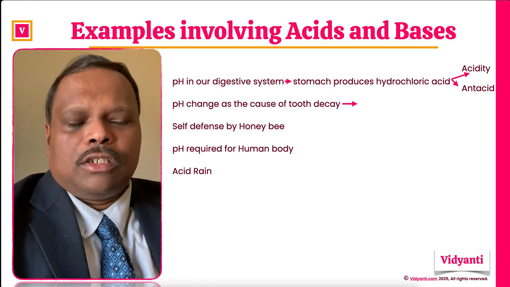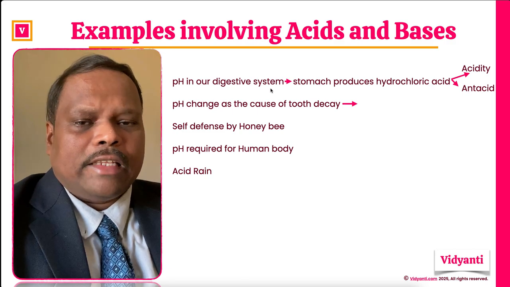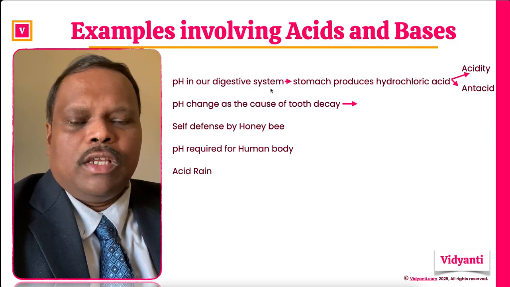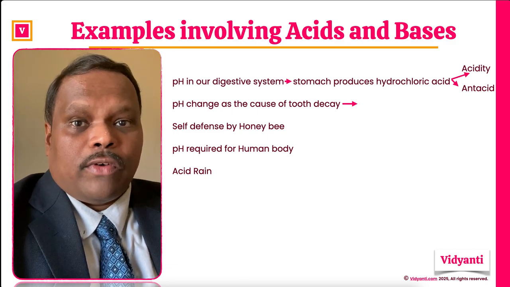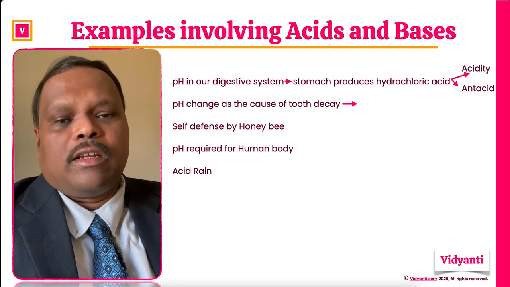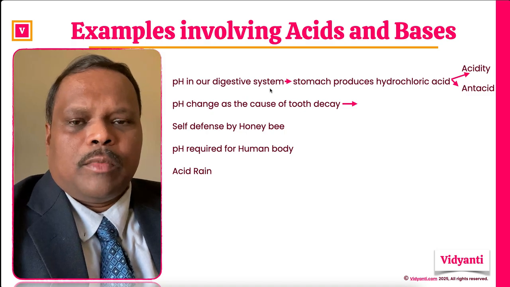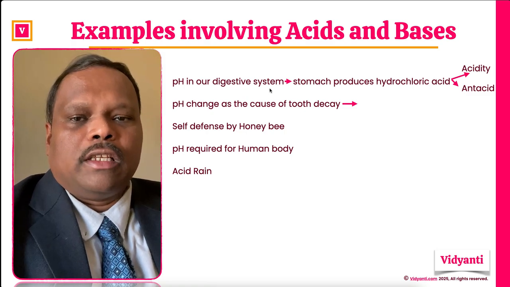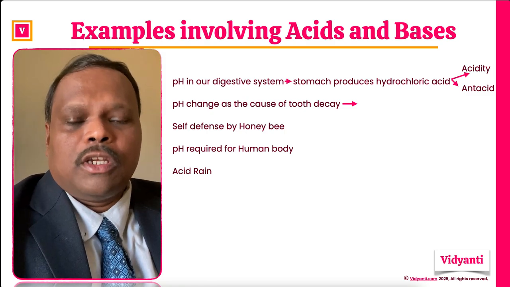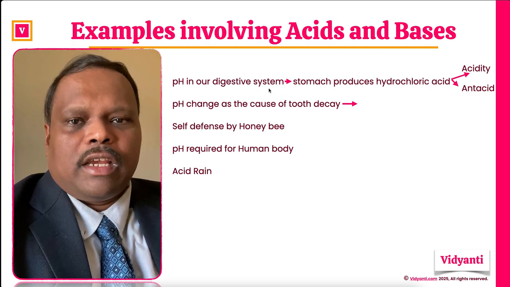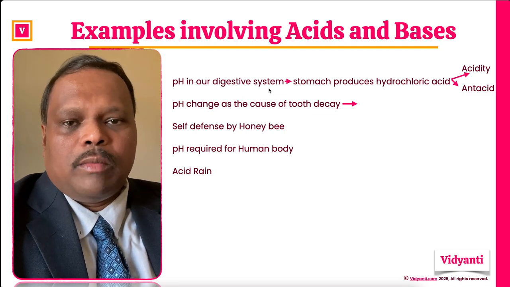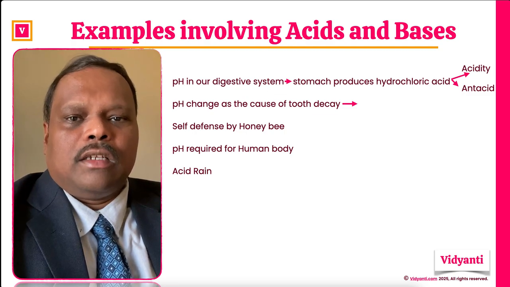pH change in tooth decay. Our mouth is slightly acidic. The pH is normally above 5.5, but if it goes to the other side of the spectrum, less than 5.5, then the calcium enamel, which is the calcium coating on the tooth and is responsible for its strength, will decay, and our teeth will become brittle and start decaying.